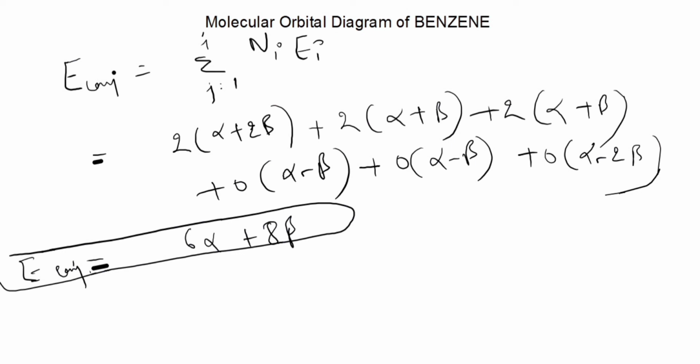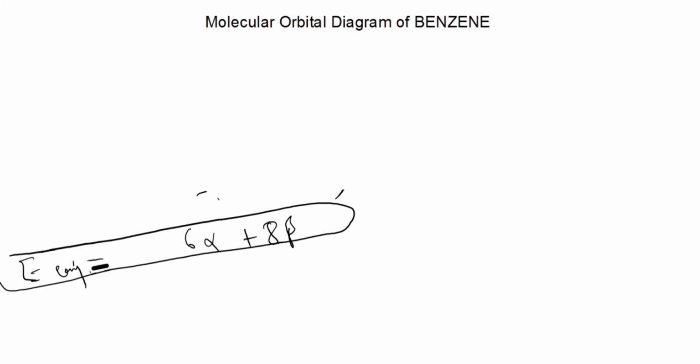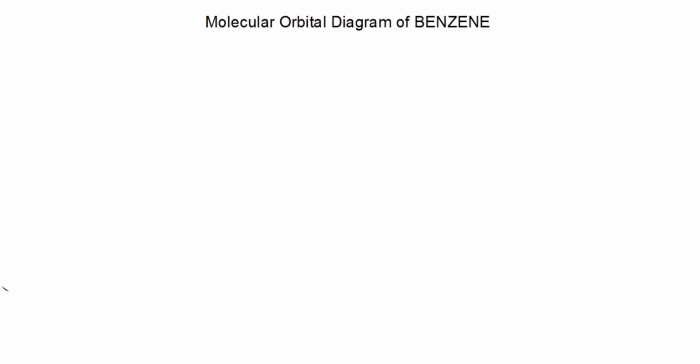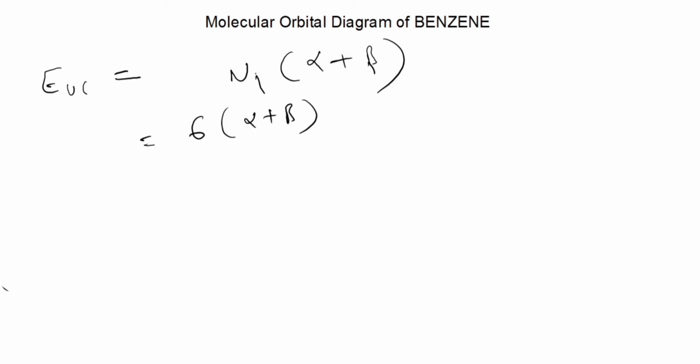I'm erasing it. Now we will consider a hypothetical case in which we will calculate the similar system, the energy of the unconjugated system. The energy for the unconjugated system is given by n into alpha plus beta. So this is the formula for it. Now n represents the number of electrons, 6 electrons actually, n into alpha plus beta. So this will come out to this.